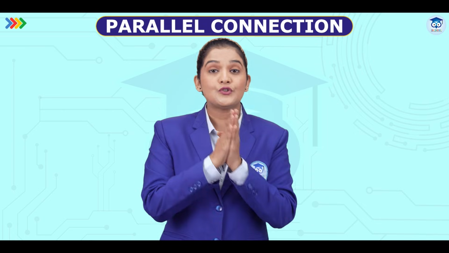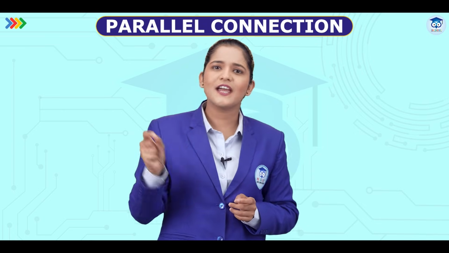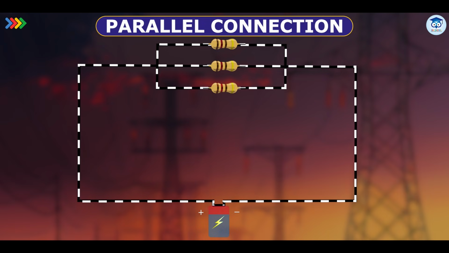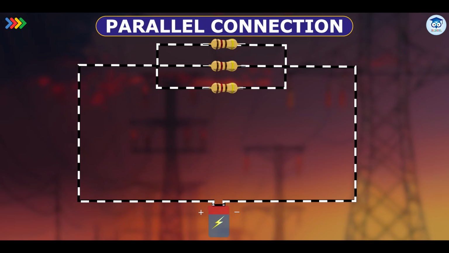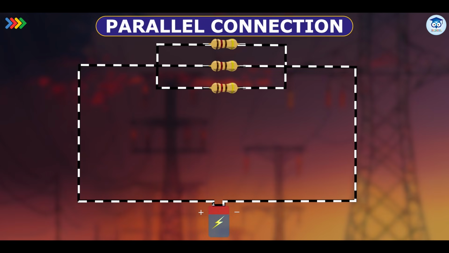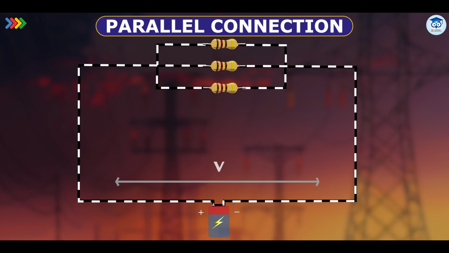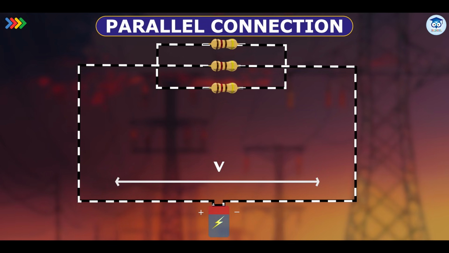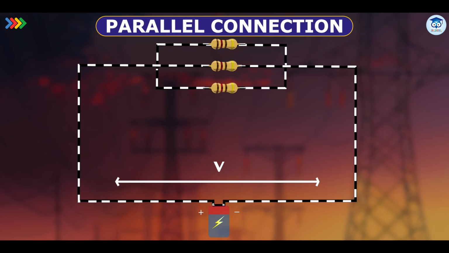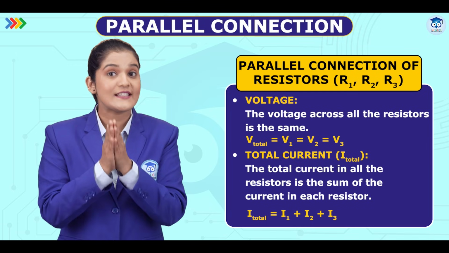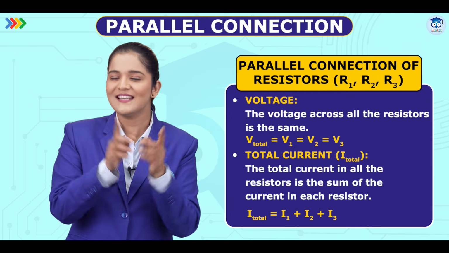Let us now proceed to understand the concept of the parallel connection of resistors and derive the expression for their total resistance. In a parallel circuit, multiple resistors are connected such that each has its own separate branch, but all branches share the same starting and ending points. This configuration ensures that all resistors are connected across the same 2 points. Because of this arrangement, the voltage across each resistor in a parallel connection is the same.